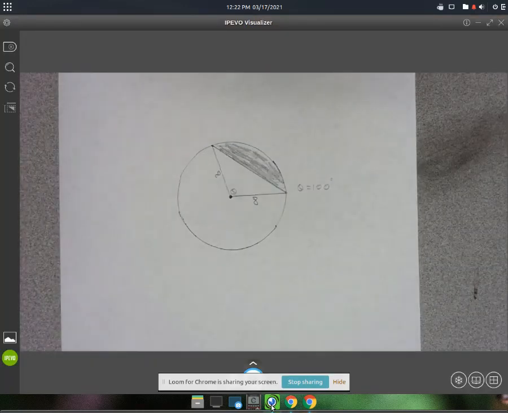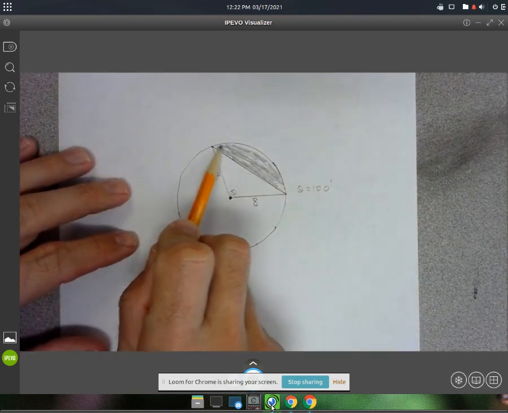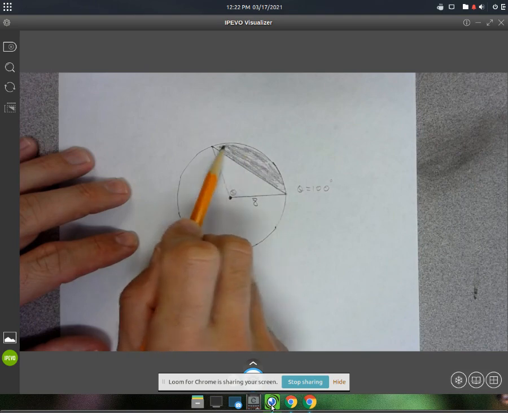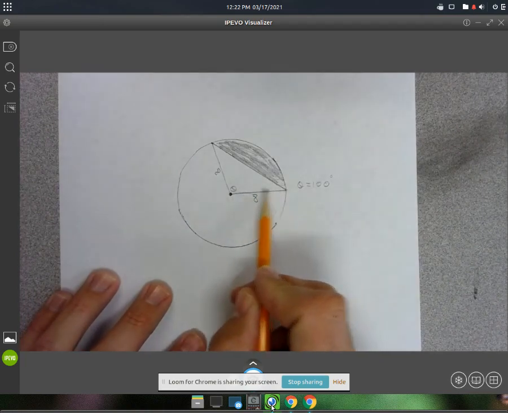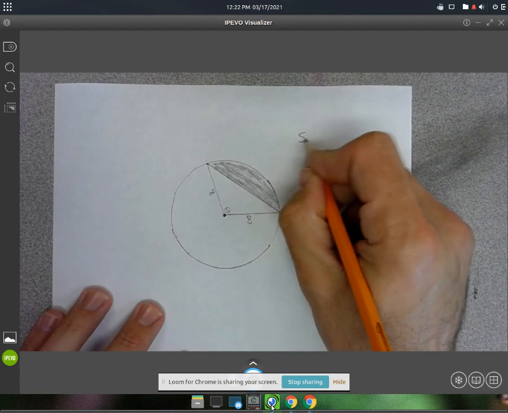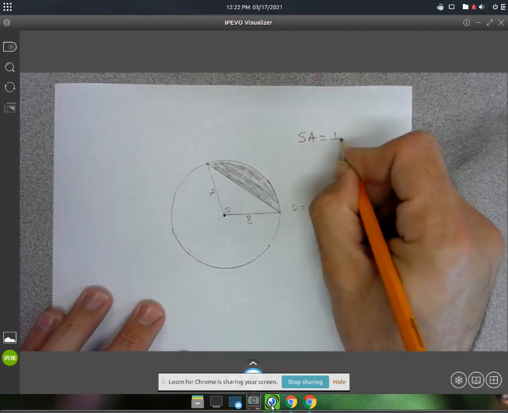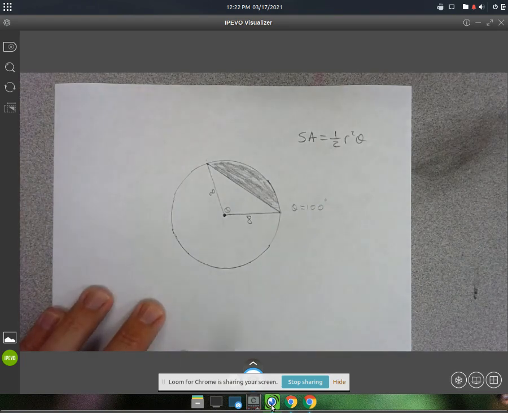All right. So the question here is, what is the area of just this little shaded region of the circle? The way we're going to find this is we're going to do the area of the entire sector. We had a formula for that. Sector area was 1/2 r squared theta. And then we're going to subtract off the area of the triangle.